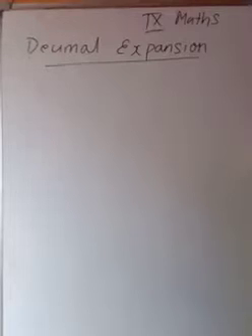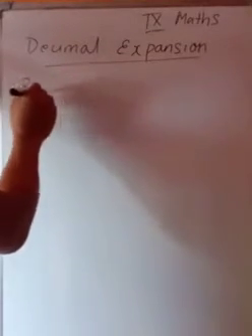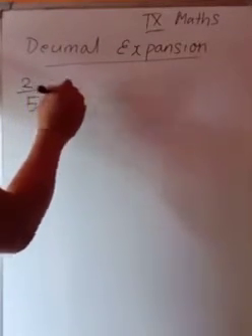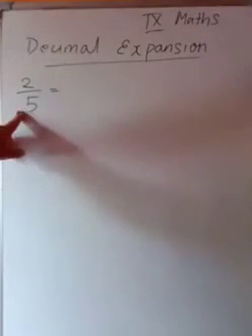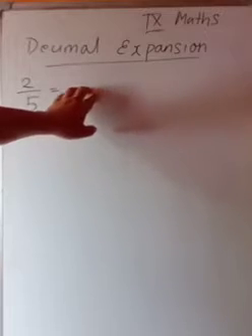See decimal expansion of any number or any fractions. Example, if you have 2 by 5, this is the fraction. You can find its decimal expansion. Decimal expansion means you have to find its value in terms of the point.